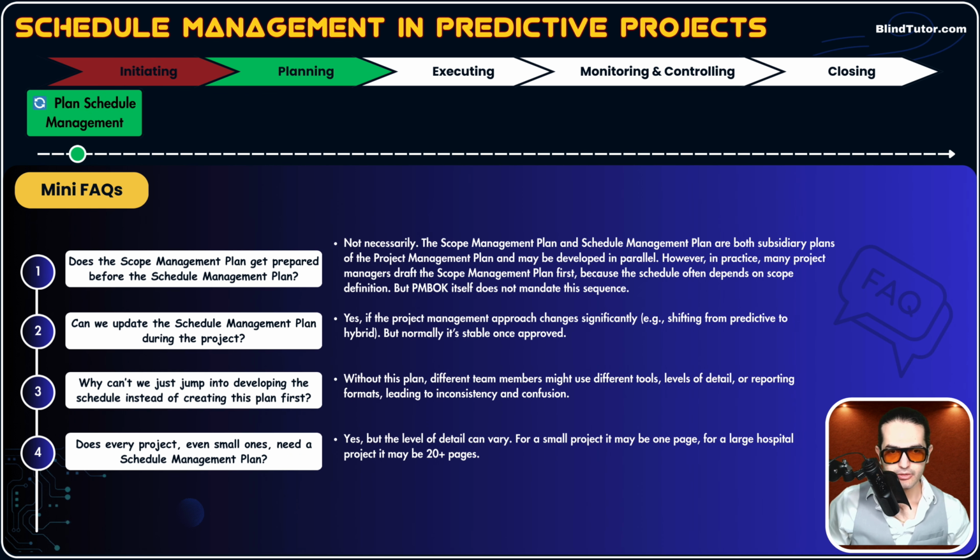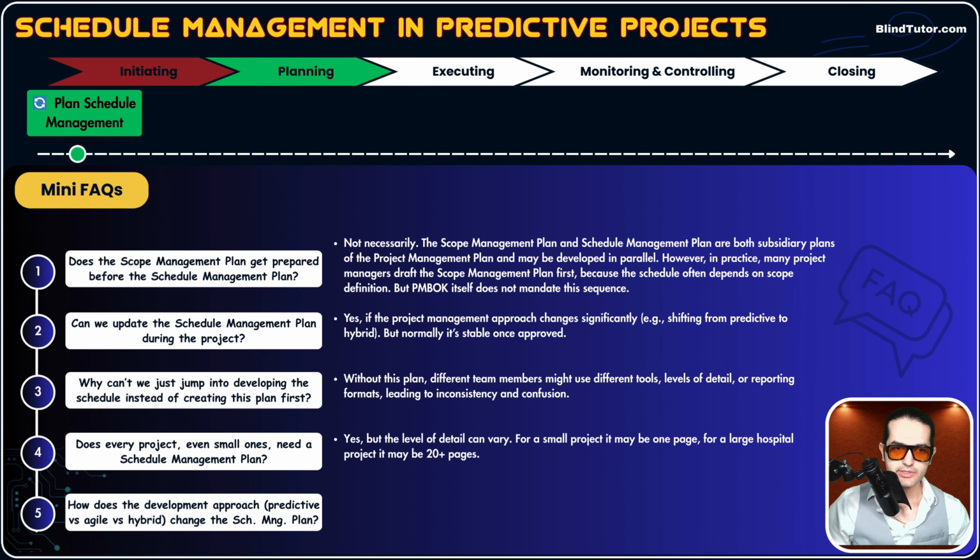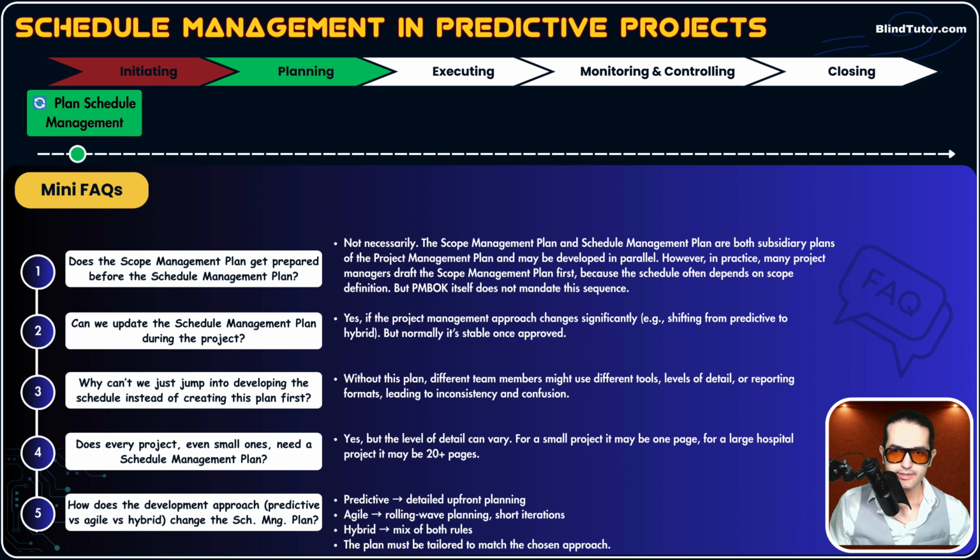Question number 5, how does the development approach, predictive versus agile versus hybrid, change the schedule management plan? Guys, in predictive, we need detailed upfront planning because requirements are clear, so we can do lots of planning. In agile, we use rolling wave planning. Okay, we have details for near-term work, and for future work, we do high-level planning. And for hybrid, we use a mix of these two, detailed upfront planning and rolling wave planning. The plan must be tailored to match the chosen approach.